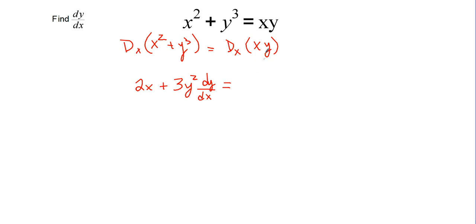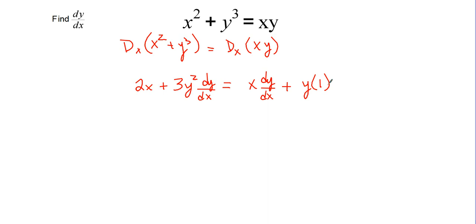On the right-hand side, x times y is a product of two functions, so we have to use the product rule. We will get x times the derivative of y with respect to x, which is dy/dx, plus y times the derivative of x with respect to x, which is just 1.